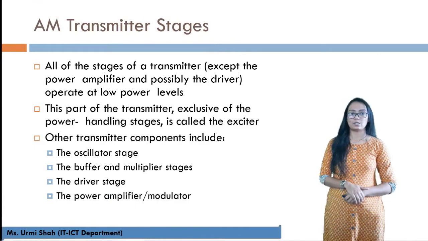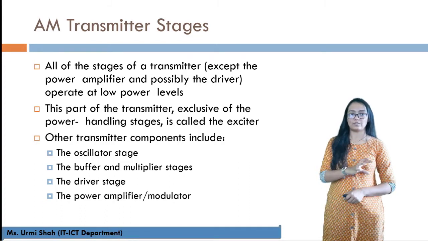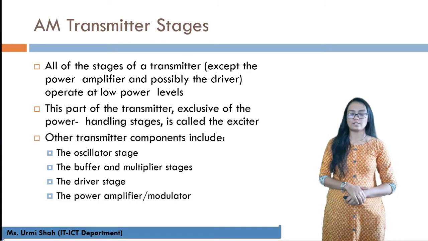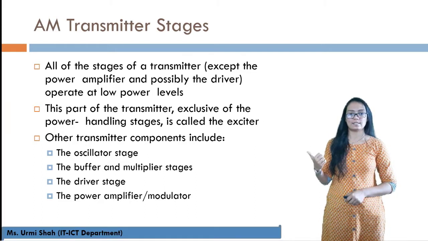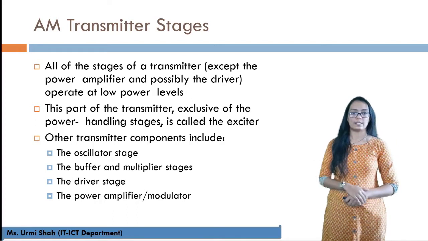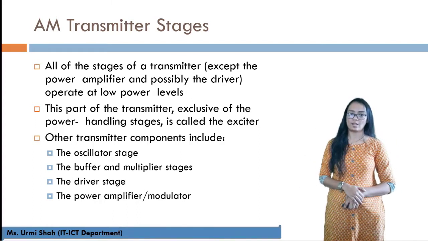This AM transmitter has a lot of transmitter stages, including a power amplifier and low power levels. So it is going to have different components in terms of an oscillator stage, buffer stage, multiplier stage, driver stage, and power amplifier, that is, the modulator stage. So these are the various stages of AM transmitters.